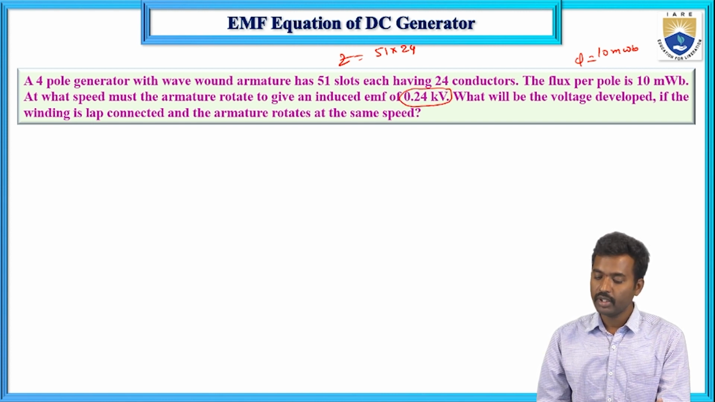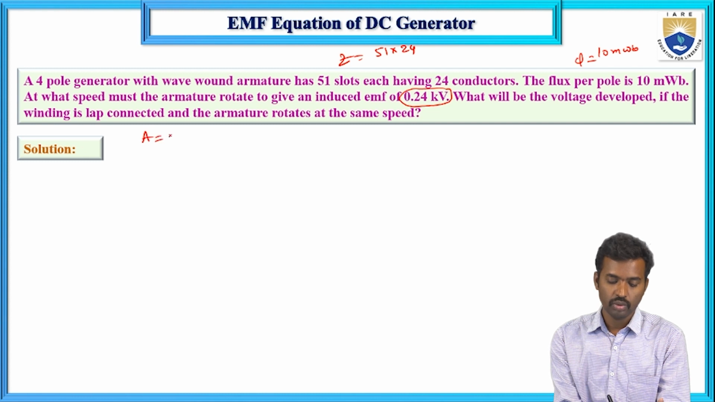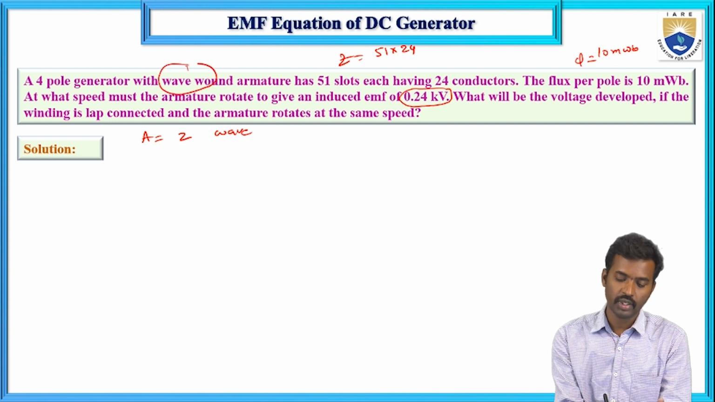And what will be the voltage developed if the winding is lap connected and the armature rotates at the same speed? Now here the given data first. Here A equals to, what is A equals to? 2, because it is wave connected. So this is the wave connected.